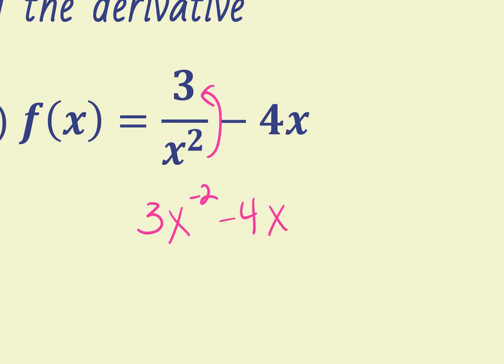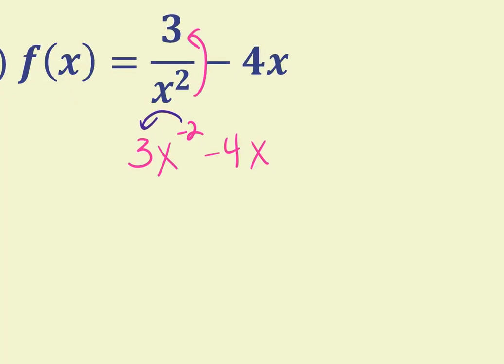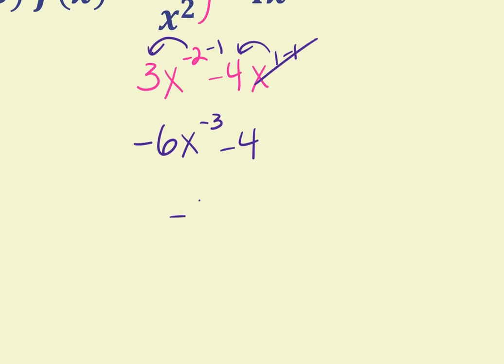Now that negative exponent gets multiplied by the 3. So positive 3 times negative 2 is negative 6, and subtract the 1. That becomes x to the negative third. Then the 1 on the x gets multiplied by the negative 4, which becomes negative 4. Subtract the 1, the variable goes away. And then we can't leave it like that, so we bring the x back down to the bottom. So it's negative 6 over x to the third minus 4.